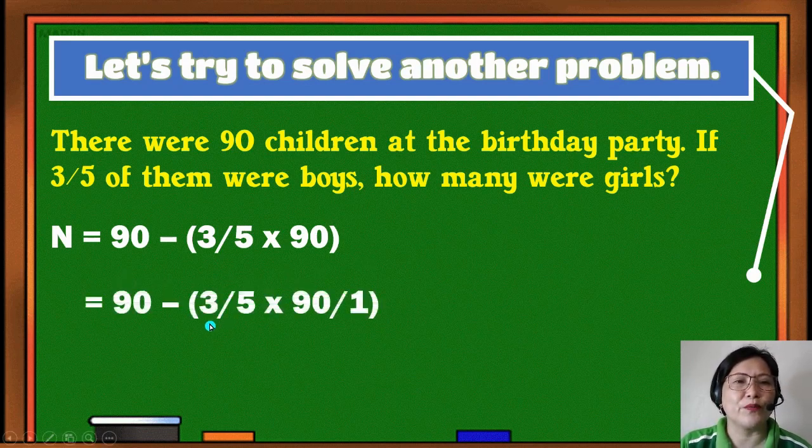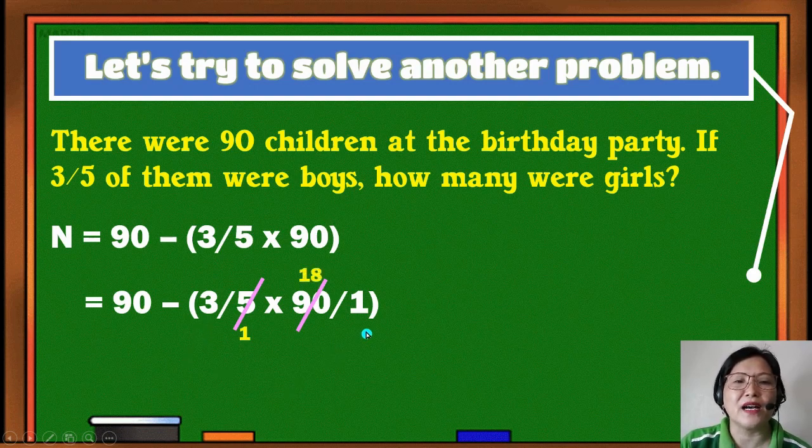Now let's continue. So that will be 90 minus, open parenthesis, 3/5 times 90 over 1, close parenthesis. I put 1 as the denominator of 90, so it will be easy for you to multiply. Let's continue. We will cancel 5 and 90 because there is a greatest common factor between them. And what is that greatest common factor? You're correct, that is 5. So 5 divided by 5 is 1 and 90 divided by 5 is 18.